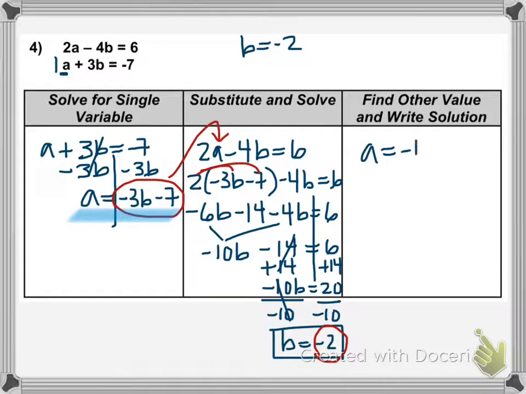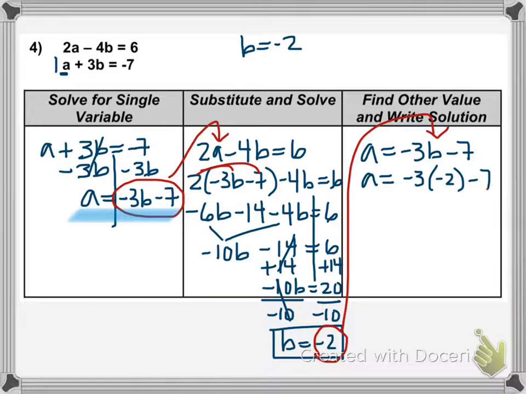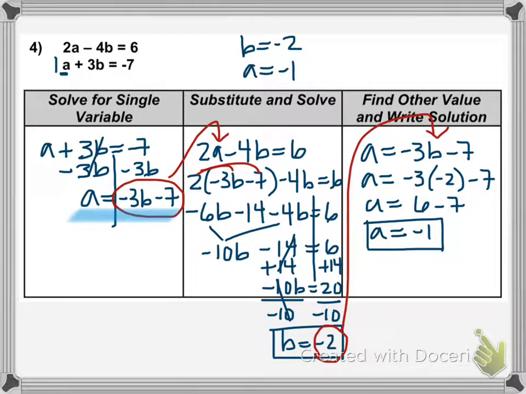A equals negative 3b minus 7. And since we know that b is the same as negative 2, we're going to replace b with negative 2 and simplify. So a equals negative 3 times negative 2 minus 7. Negative 3 times negative 2 is positive 6. And 6 minus 7 is negative 1. So a has a value of negative 1. So there is our solution. Those are the values of our solution where the two equations intersect. All right, we've got one more to try.